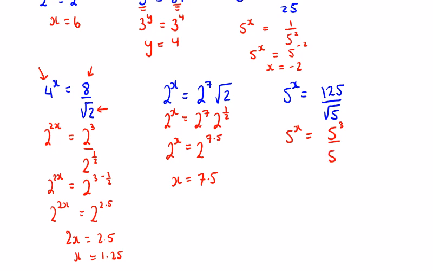And then 5 to the power of x is equal to 125, which is 5 cubed, over the square root of 5, which is 5 to the power of a half. We bring the half up and take it away. 5 to the power of 3 minus a half. So 5 to the power of x is equal to 5 to the power of 2.5. So x in this case is 2.5, or 5 over 2.